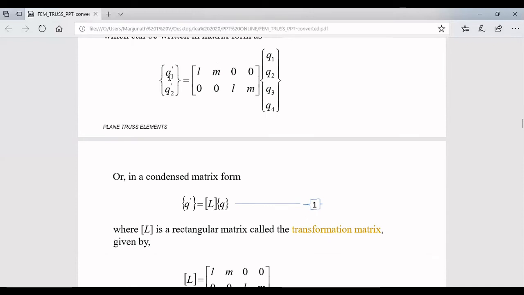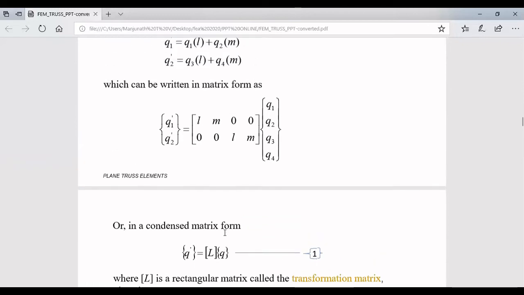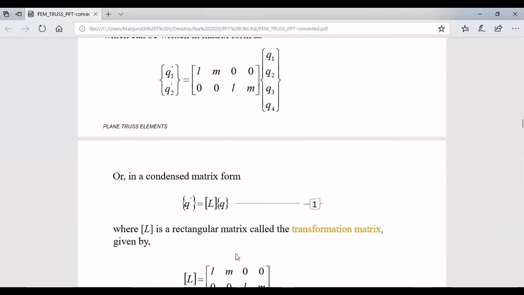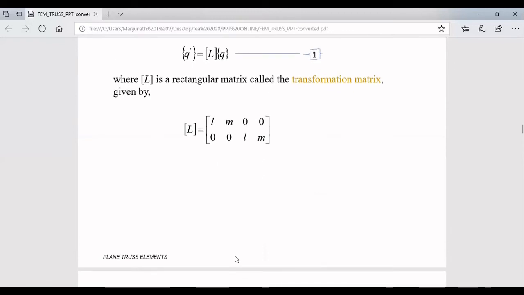Then the nodal displacements in the local coordinate system will be equal to q dash, which is equal to this matrix, which becomes the transformation matrix, and this becomes the global nodal displacements. So q dash is equal to L into q, where L is the rectangular matrix, also called the transformation matrix, and q is the nodal displacements in the global coordinate system.